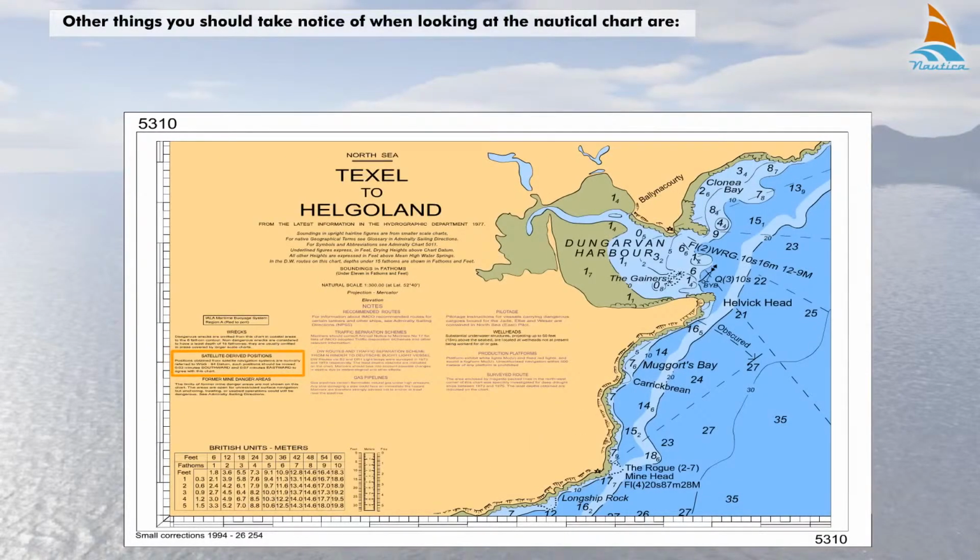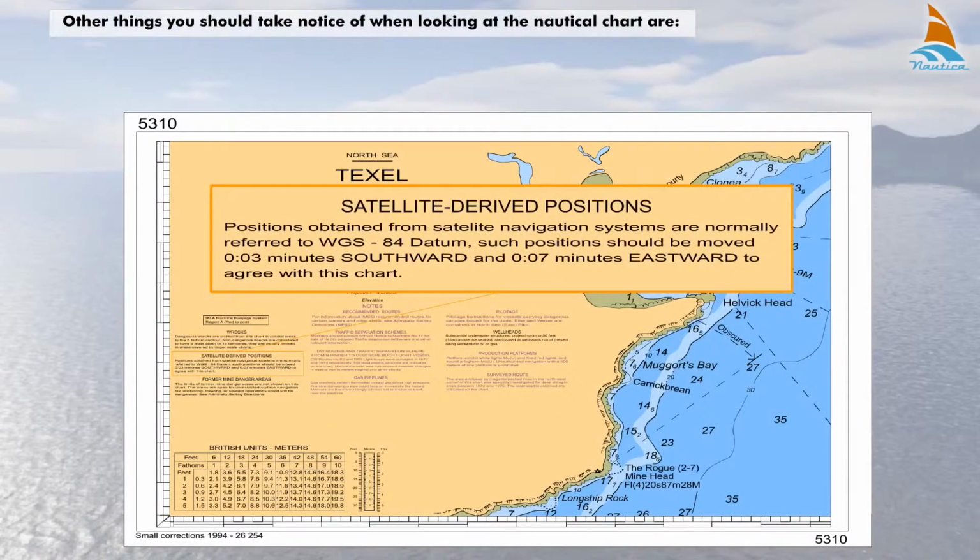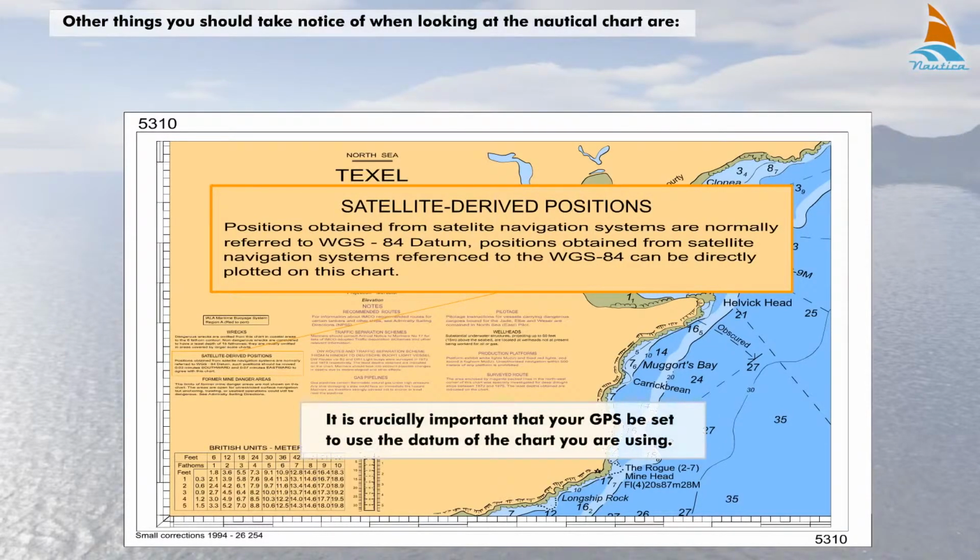Datum note. This datum note may read WGS 84, World Geodetic System 1984. WGS, or positions obtained from satellite navigation systems referenced to the WGS 84, can be directly plotted on this chart. It's crucially important that your GPS is set to use the datum of the chart that you're using.